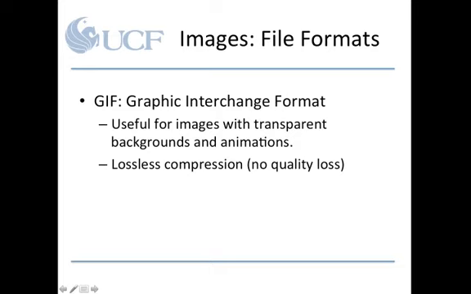Next is the GIF or graphic interchange format, and this is useful for images with transparent backgrounds as well as animations. So if you have an image that has a transparent background and you save it as a JPEG, that background is going to come up as a white image. Well, with a GIF file, that image will come up transparent.